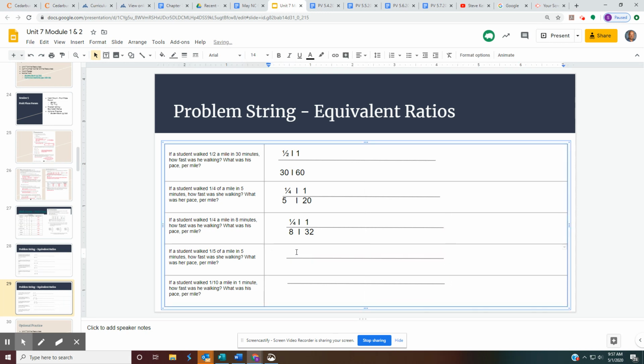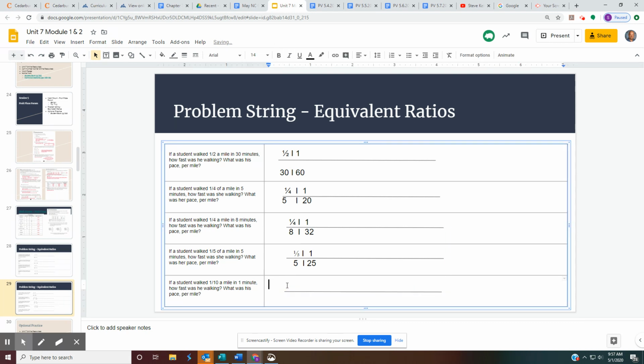All right, good. Now let's take a look at our next one. We have 1/5 of a mile in 5 minutes. So I'll take my fraction 1/5, and I do know that for me to go 1 mile, I have to walk 1/5 five times, and that would give me my equivalent ratio. So I then multiply 5 by 5, and I get 25 minutes. Pretty cool, right?